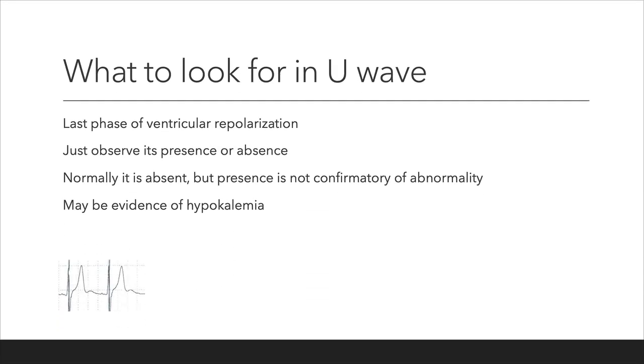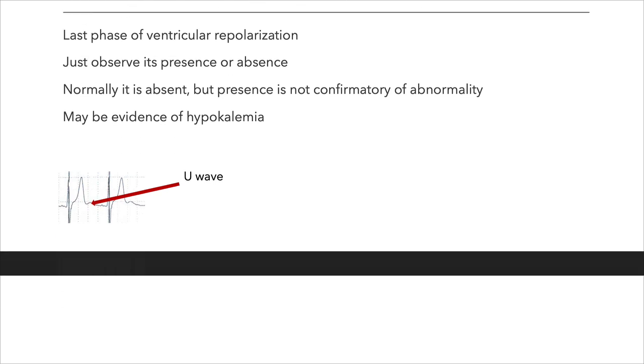So what to look for in the U wave? Now this is the last phase of ventricular repolarization. We just observe, is it present or is it absent? So normally it is absent, but presence is not confirmatory of abnormality. However, it may be an evidence of hypokalemia. So there you see the example of a U wave.